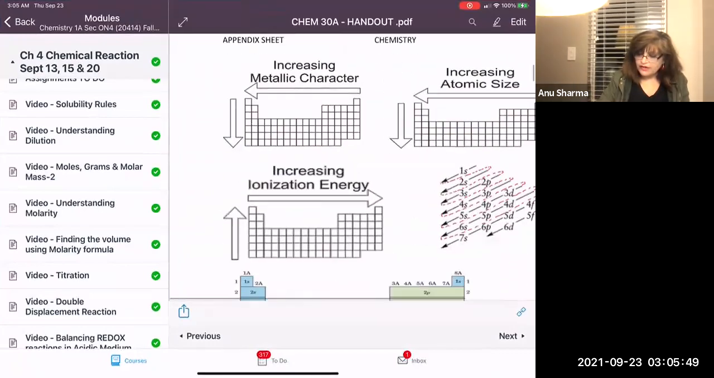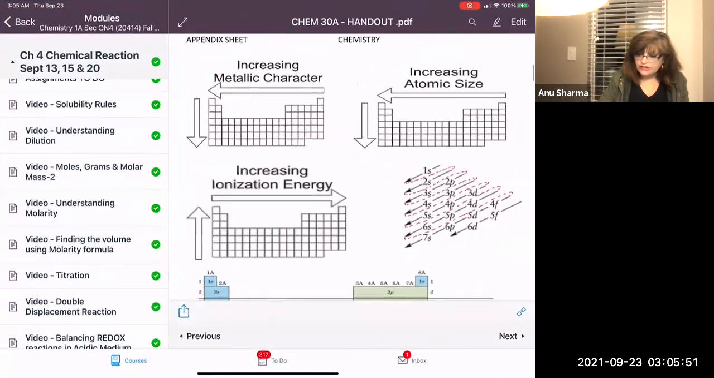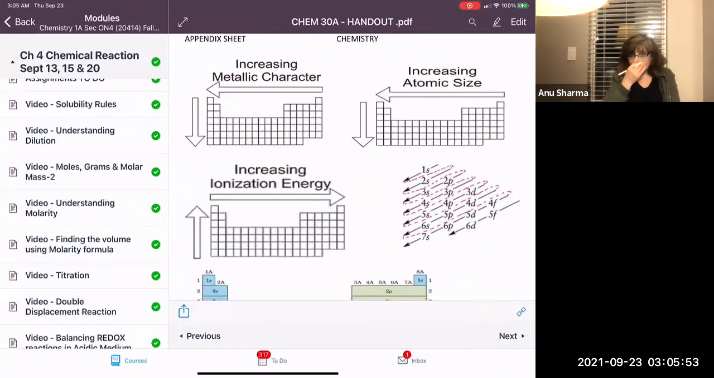The trends in the periodic table and the ionization energy relate to electronegativity and electron affinity. As you go from left to right in the periodic table, the electron affinity or the electronegativity increases. So this is one piece.